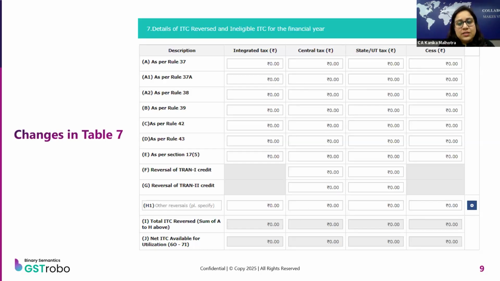H1, if you could see, these are the reversals. If any reversal is not accounted for in any of the above reversals, you'll need to include it here. And similarly, total ITC reversed is the total, and then the net ITC. I think this much is pretty much explained to you in detail. So if you still have any doubt, we can take it at the end.